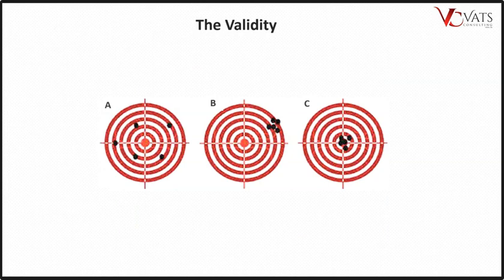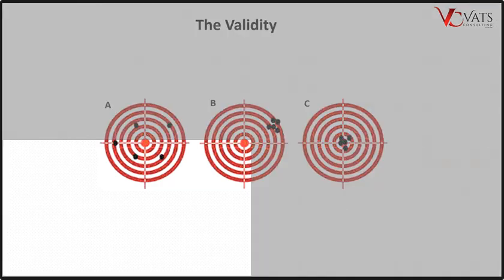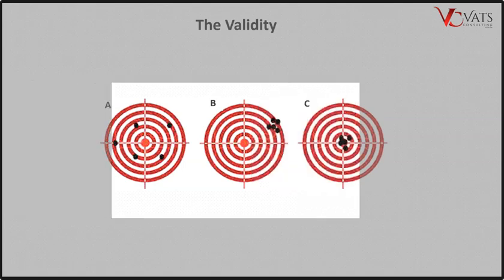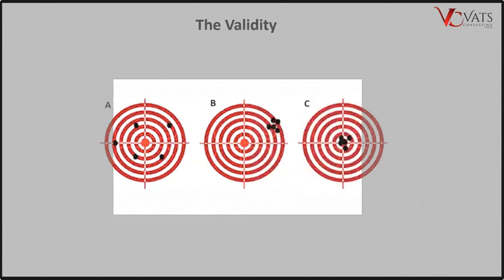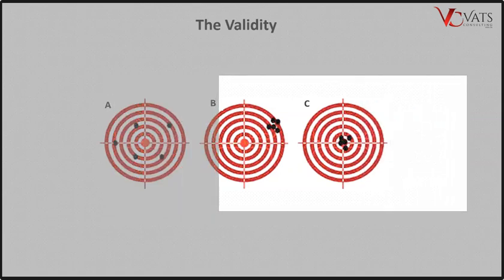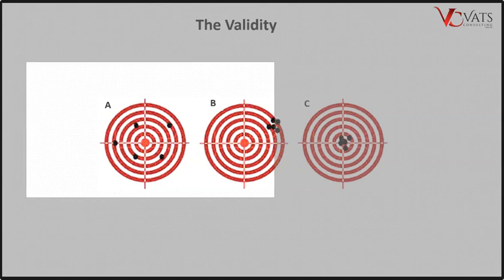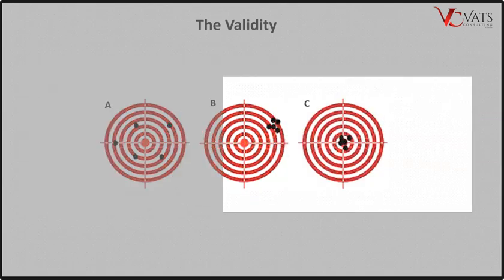Now, validity. Validity is accuracy. If reliability is consistency, validity is accuracy: how accurate something or somebody is. Looking at this picture, there is no reliability because it is not consistent, and also no validity. In this picture, this is valid because it is accurate. So validity is accuracy. This is not valid, this is not accurate. So this is validity, right?